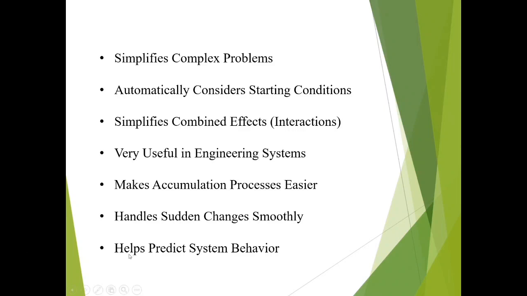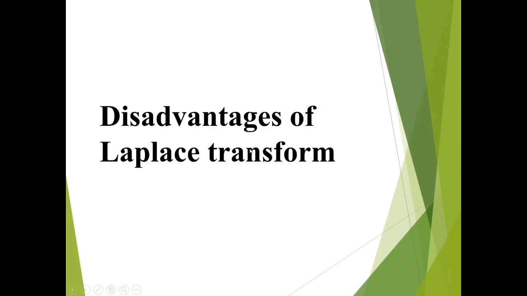And finally, helps predict system behavior. It helps determine how a system will behave in the future. For example, in temperature control, like an air conditioner, engineers use it to predict how quickly a room will cool down after switching on the AC. So these are some of the advantages of Laplace transform. Now we'll discuss the disadvantages of Laplace transform.